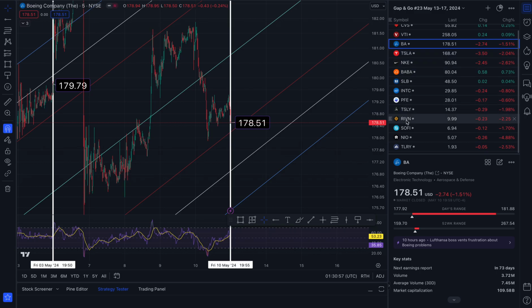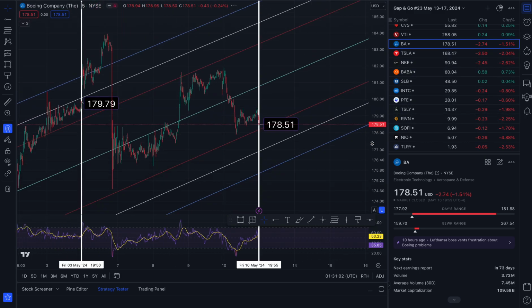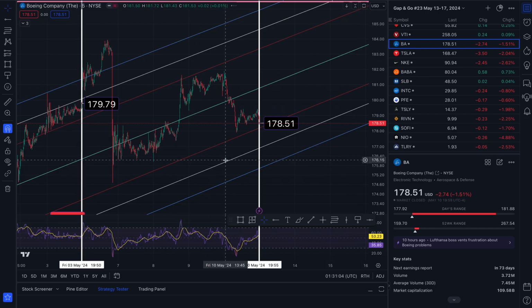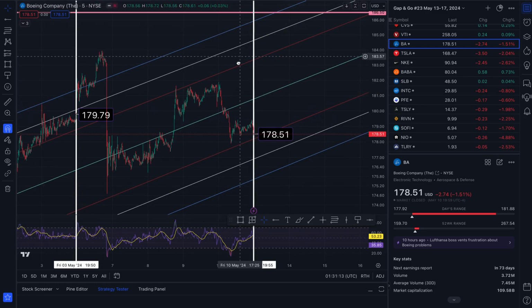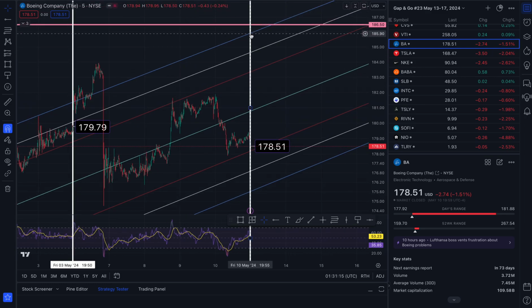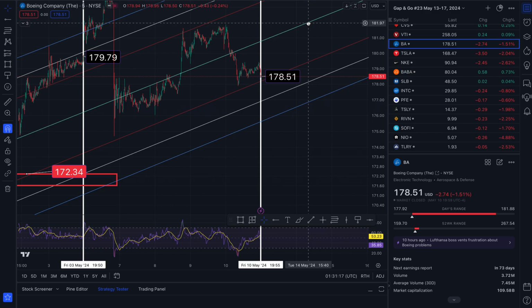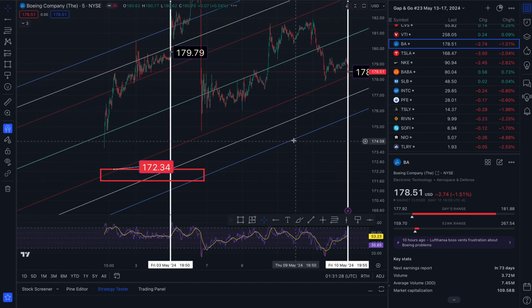Boeing is the next one. 178.51 to the north side, resistance. 180.76, 183.38, 184.63, and 185.90. Right? 178.20, 176.84, 175.59. Now for your gap recap.